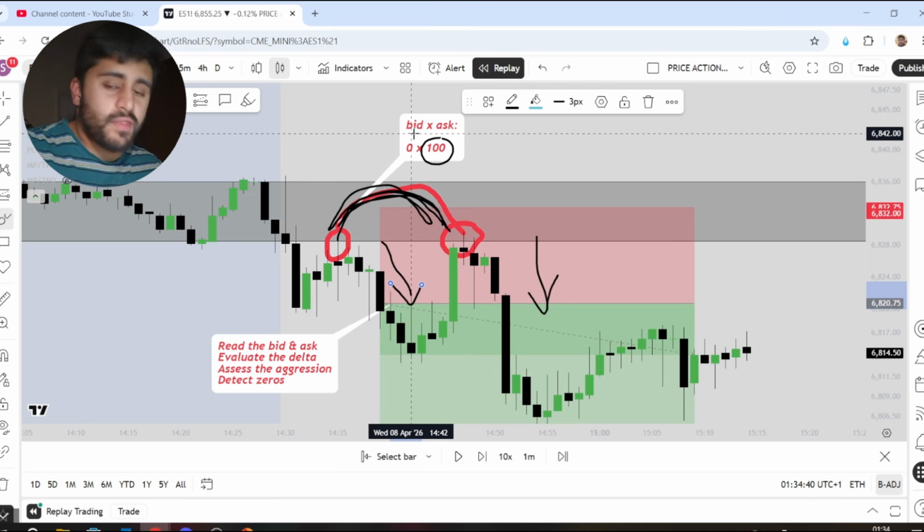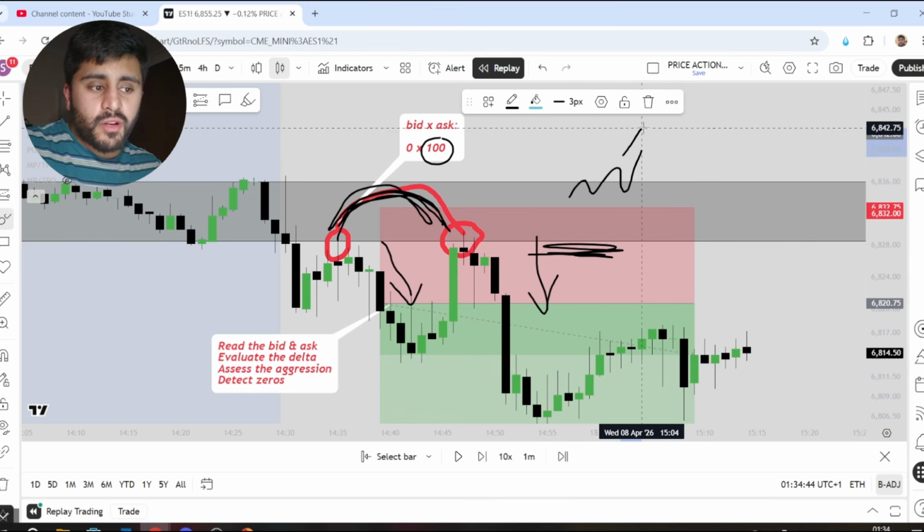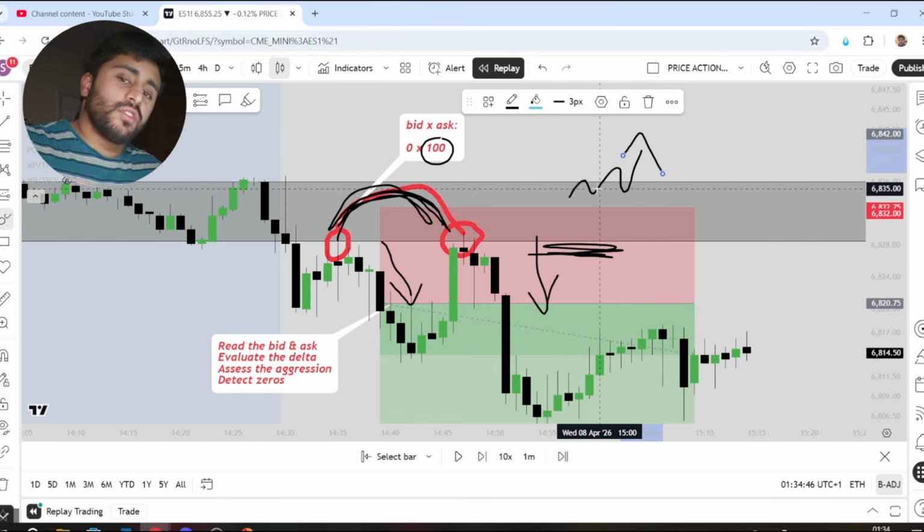They were trapped in this area, right? Because if they were successful, they would have broken above this zone. But they didn't, so they were not rewarded with follow through. And we call this a finished auction. I just call it detecting zeros.